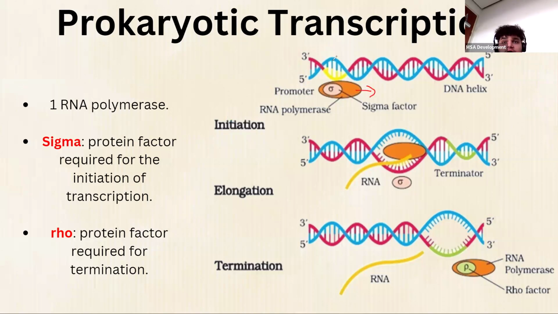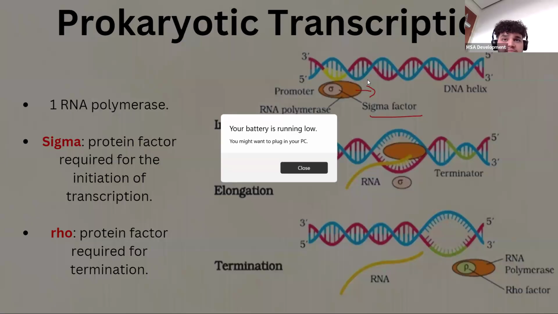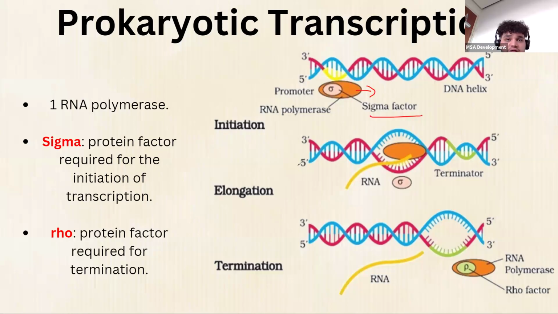For it to actually start transcription, it needs a sigma factor. Sigma is a protein factor required for the initiation of transcription, straightforward. So that I can start transcribing, I need the sigma factor. When transcription takes place and starts happening, the sigma factor is released. So I do not need a sigma factor once transcription is underway. However, I needed it to start it.